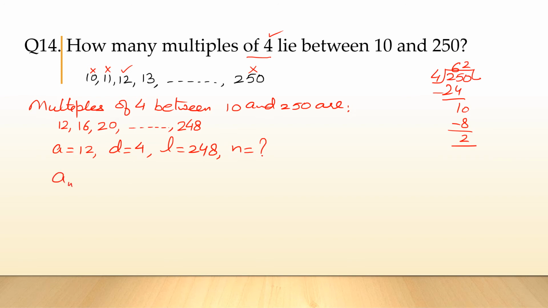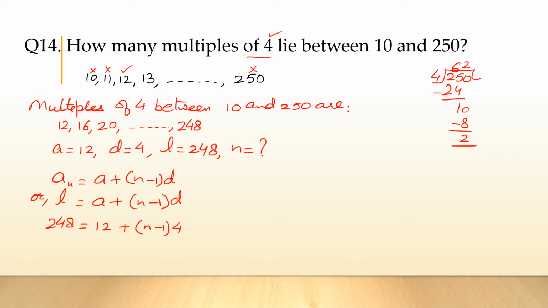So let's use the formula for nth term, which is an equal to a plus (n minus 1)d. Nth term or the last term, right? If you want to write last term, or you can write it this way, that's entirely your wish. So last term, that is, it is 248, first term is 12 plus (n minus 1), n we have to find out, and the common difference is 4.